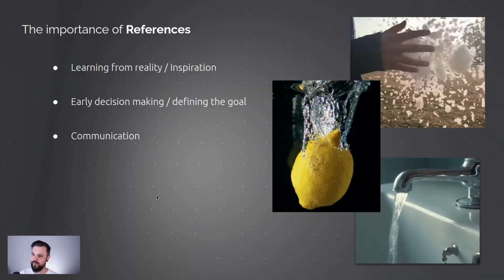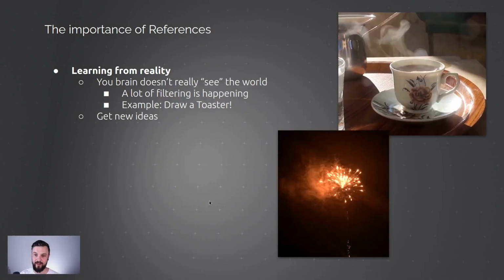So as I said, the first thing is learning from reality. Let's go a bit more specific about this. It's surprising how little you realize what's happening around you, because your brain, as you probably have heard before, is filtering out, I don't know, 95% of everything that happens around you so that you can focus on the most important things. But that means a lot of the things you're not even realizing.